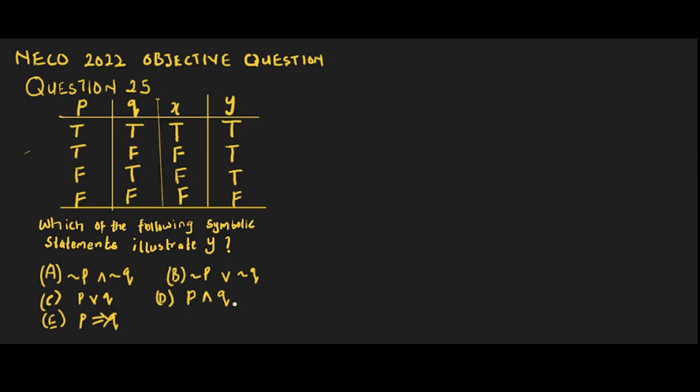Now, the one that represents the column Y here is P or Q. For P or Q to be false, one has to be false, then the other has to be false. That's when you can have false. That is why it is P or Q.